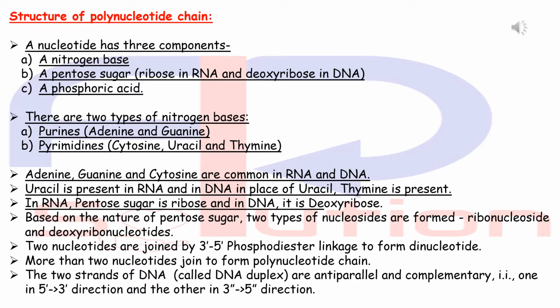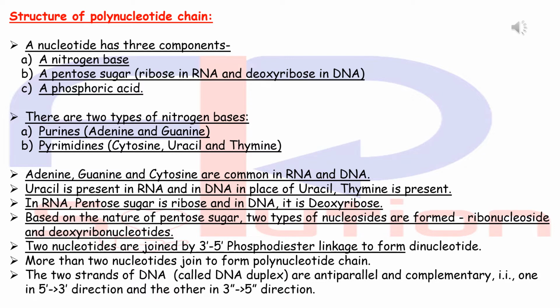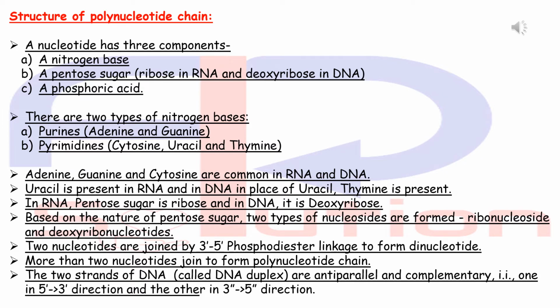In RNA, pentose sugar is ribose and in DNA, it is deoxyribose. Based on the nature of pentose sugar, two types of nucleosides are formed: ribonucleoside and deoxyribonucleoside. Two nucleotides are joined by 3'-5' phosphodiester linkage to form a dinucleotide. More than two nucleotides join to form a polynucleotide chain. The two strands of DNA, called the DNA duplex, are antiparallel and complementary, one in 5'-3' direction and the other in 3'-5' direction.